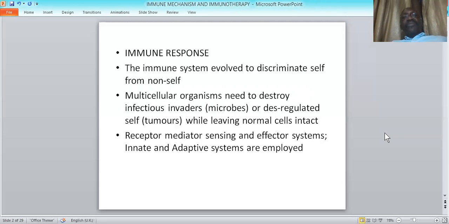Sometimes microorganisms such as bacteria, viruses, fungal organisms, and so on may invade the multicellular organisms. For example, they may invade a human being. Now, these are not usually part of a person.